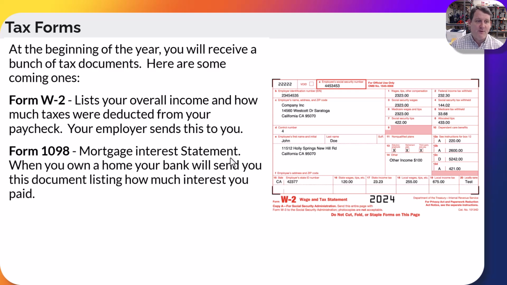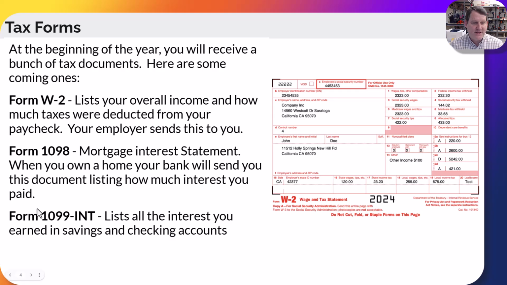All right, the next one is Form 1098. This is a mortgage interest statement form. So once you buy a house, you can actually deduct the interest you pay each year from your taxes. Your bank will send you this form, and it'll list exactly how much money you spent paying interest that year, and you can use that if you want to itemize your deductions. If you use a standard deduction, this form isn't useful to you.